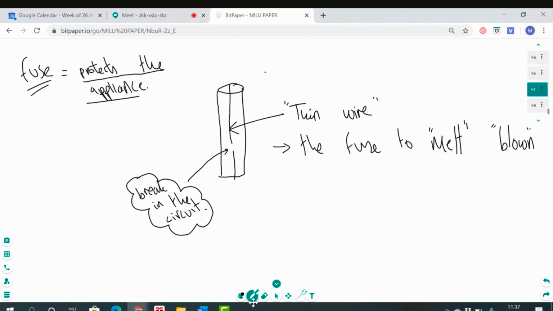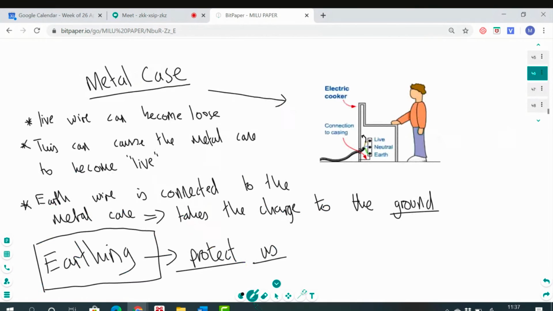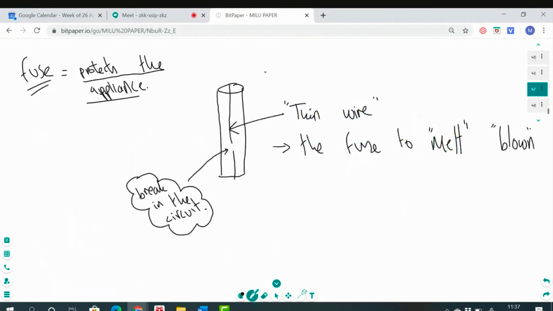So, in your exam, you could be asked how earthing works. You could be asked to explain the process of how the earth wire works. And you could also be asked to explain the role of a fuse, or to explain why a fuse is important to use in appliances.